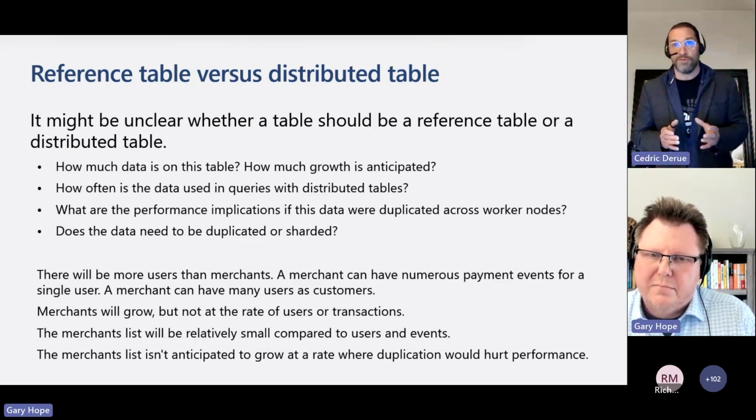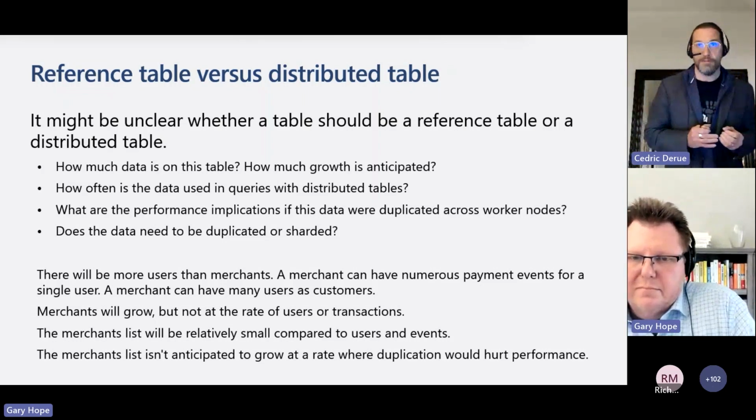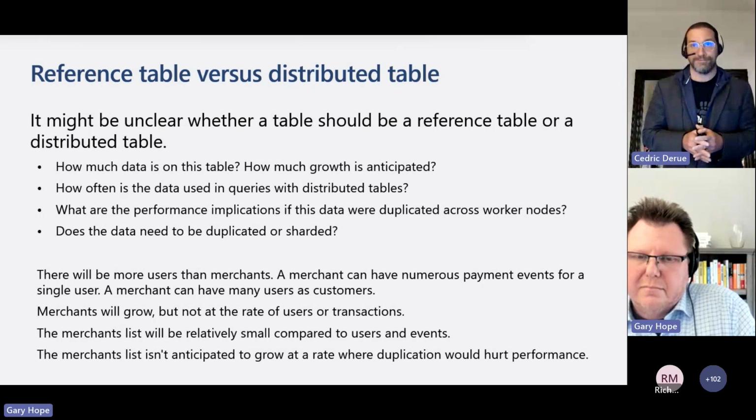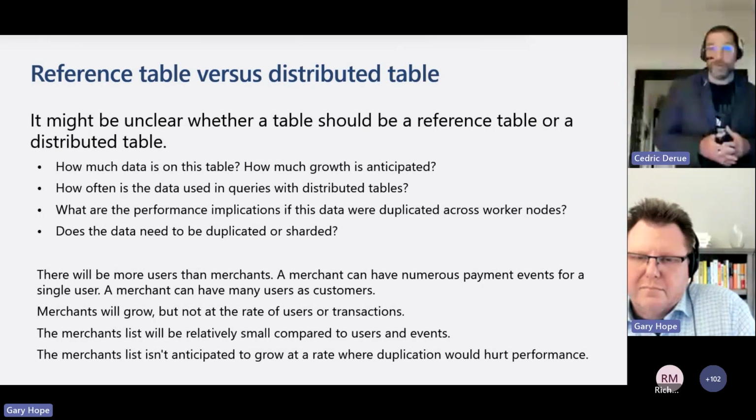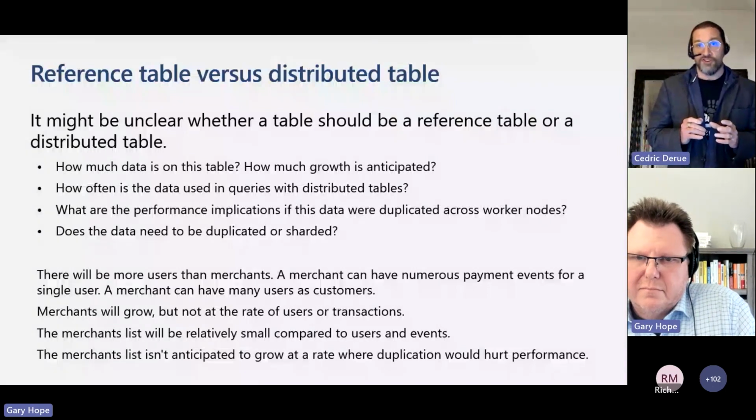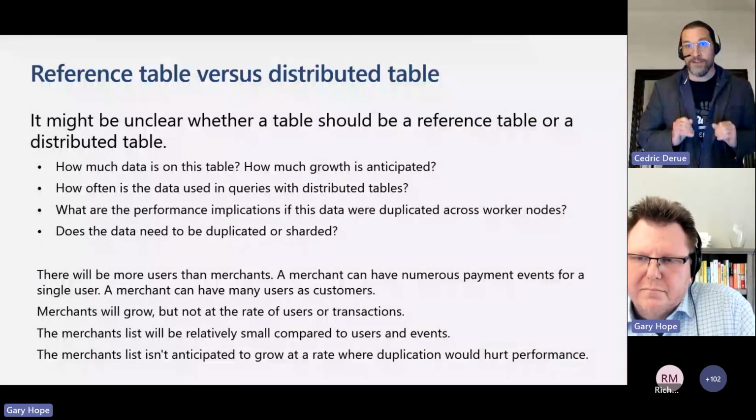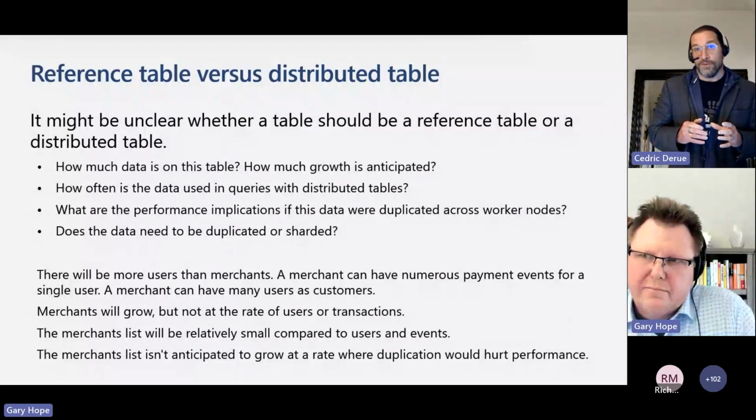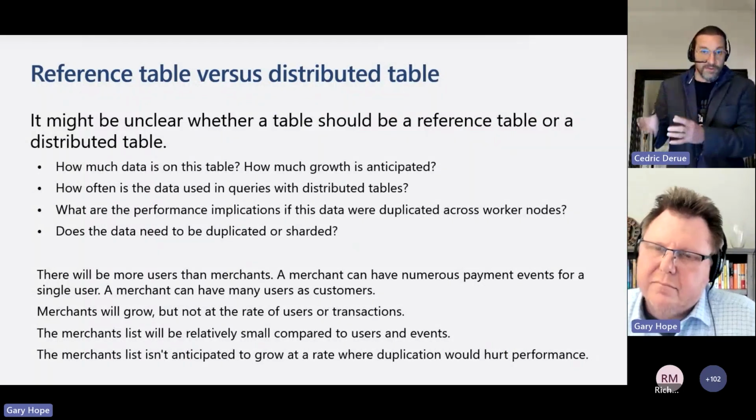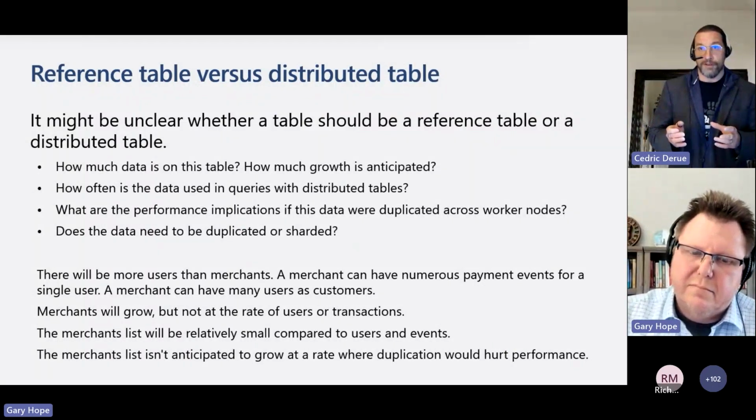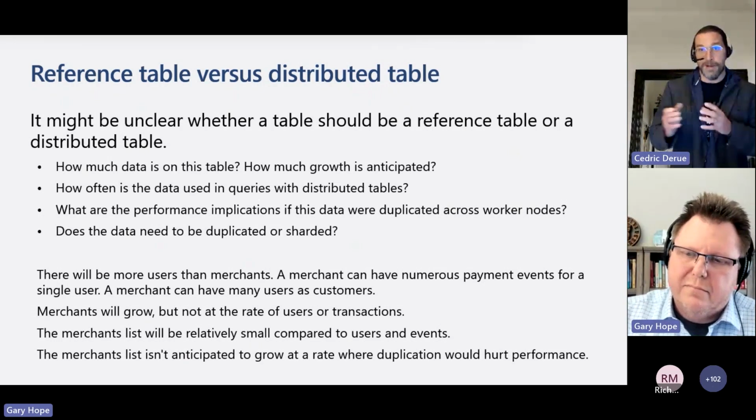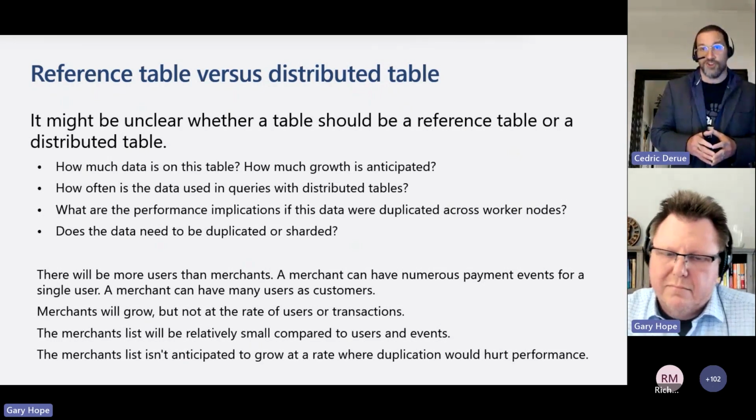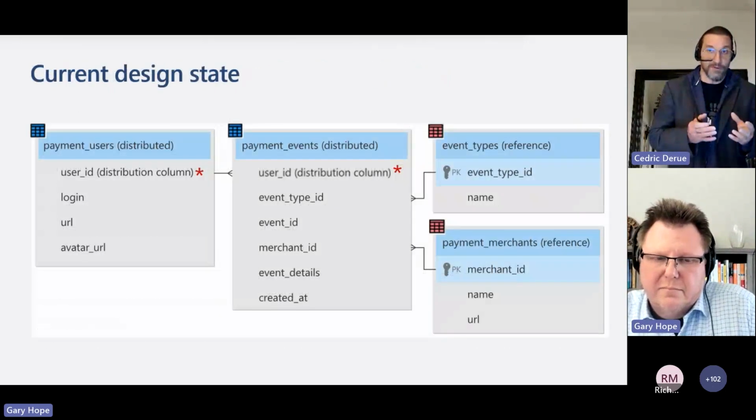So for example, for Woodgrove Bank, should the payment merchant table be a reference table or a distributed table? To answer this question, we know that merchants will grow, but not at the rate of users or events. We know also that the merchant list will be relatively small compared to users and events. We know finally that the merchant list isn't anticipated to grow at a rate where duplication would impact performance. So the payment merchant table makes sense to be a reference table.